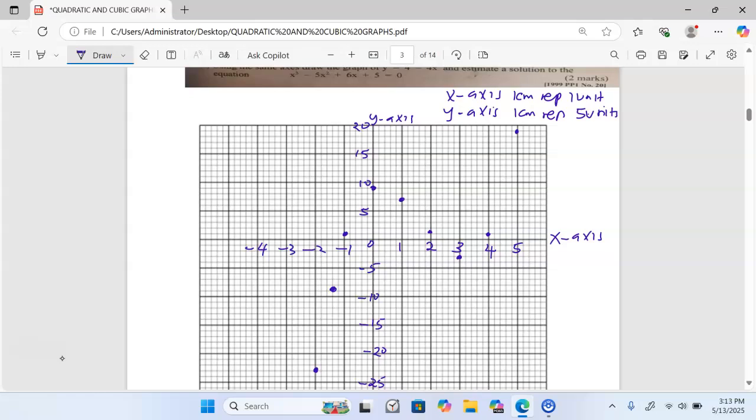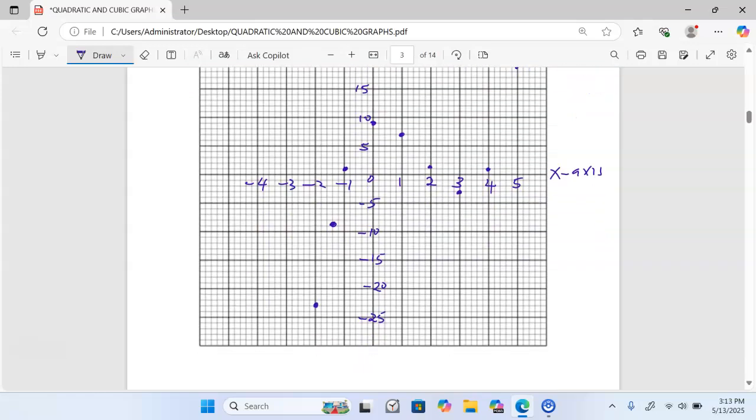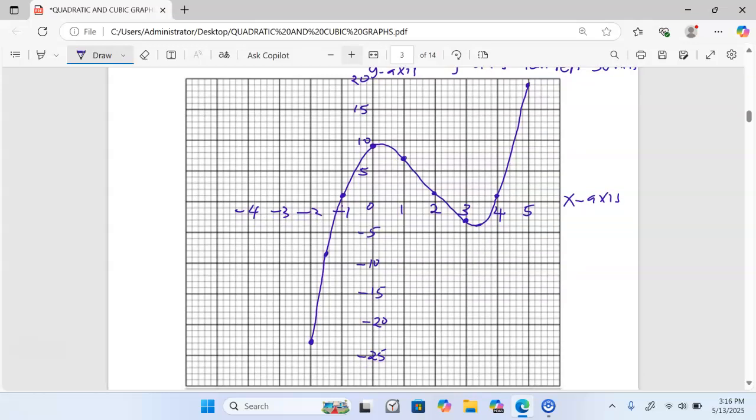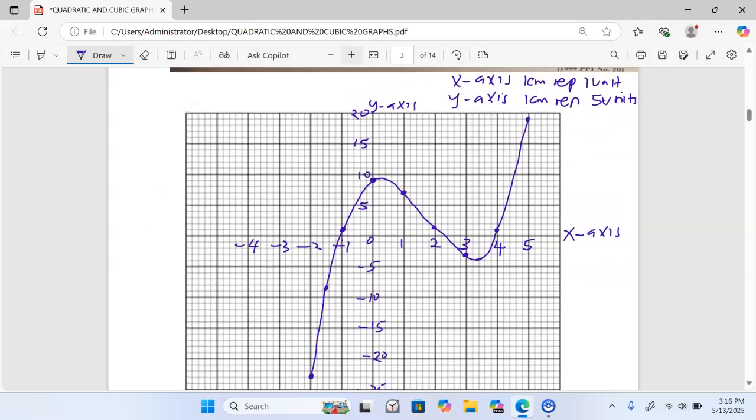Once we have done that, now we can join all these points. We can join all the plotted points. Come and join all these points as follows. That gives us all our plotted points. We have joined all of them.